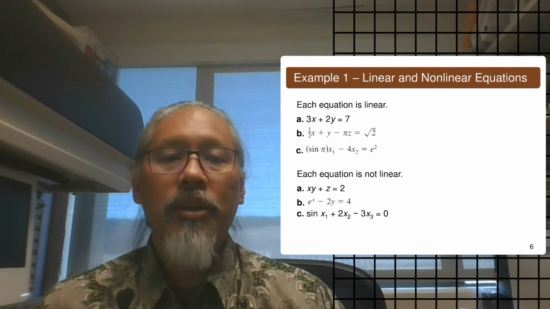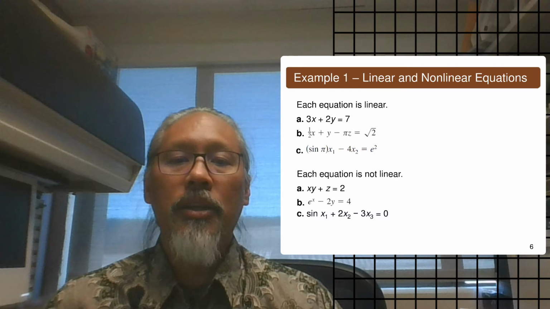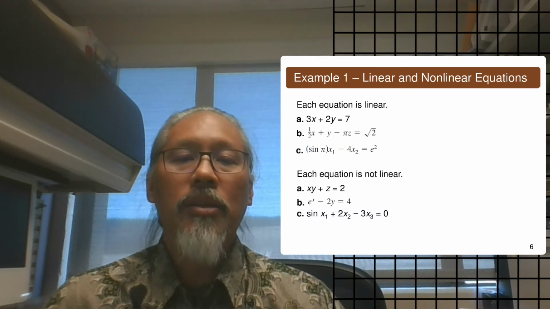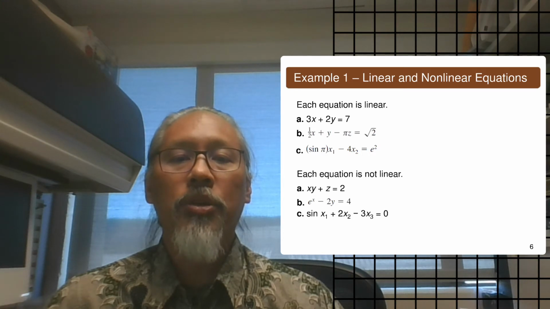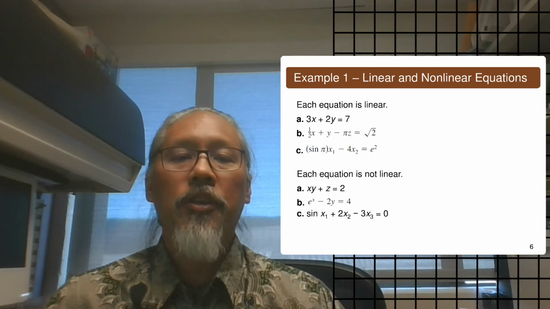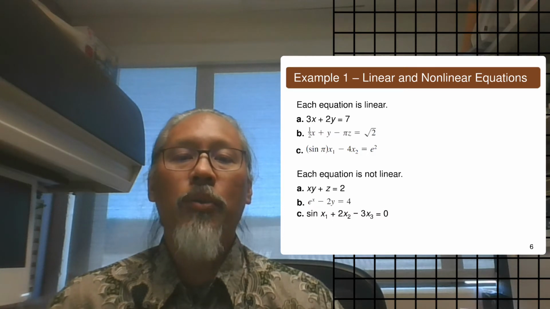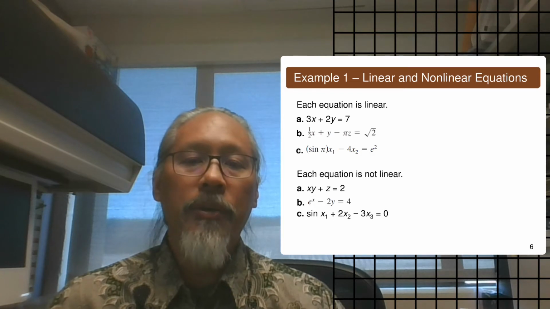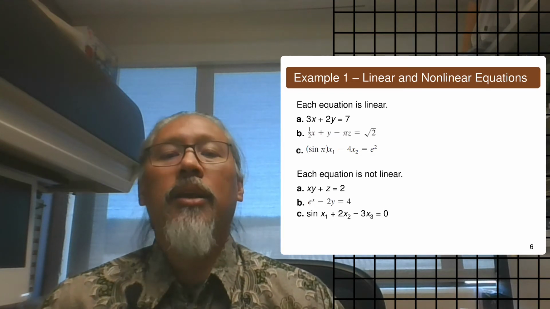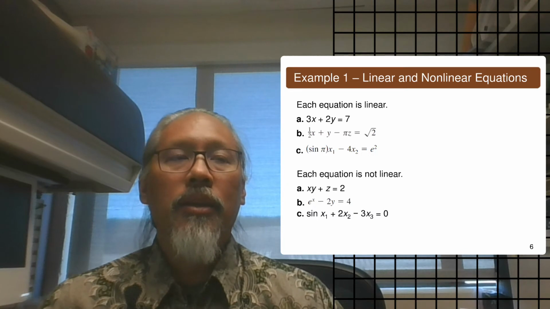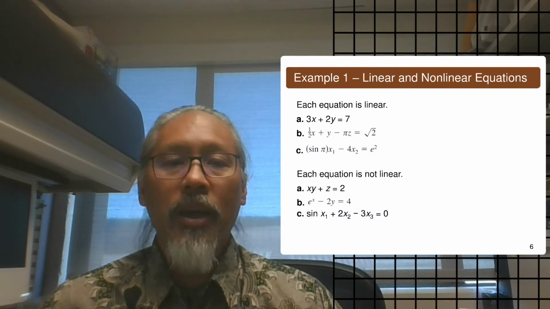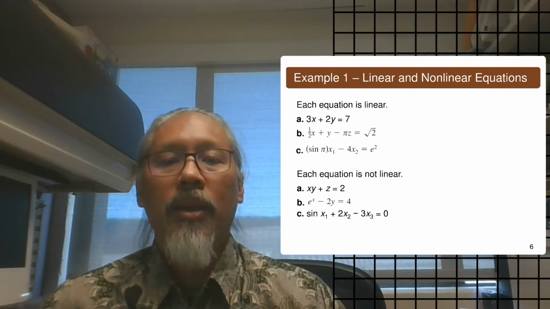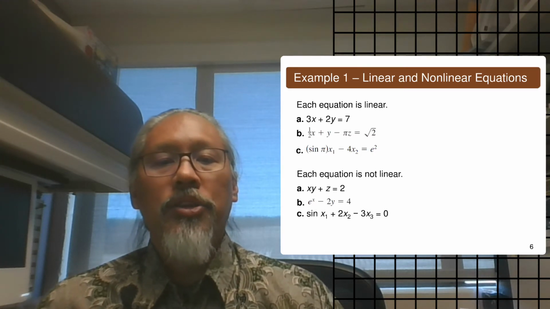Our third example here, sine pi, is just a constant. It's a number, and that is being multiplied by x1, so that's our leading coefficient, and our leading variable is x1. Our next coefficient is negative 4 being multiplied with x2, and our constant term is e squared. I think more importantly in identifying linear equations is to be able to identify a nonlinear equation and explain why it is nonlinear. So each of these next three equations are nonlinear.